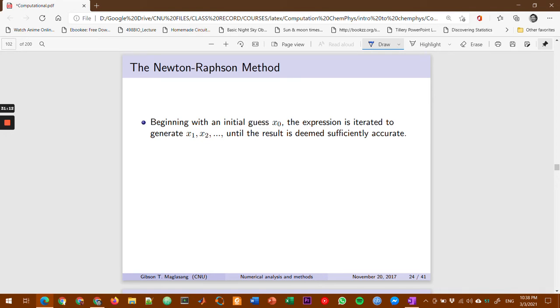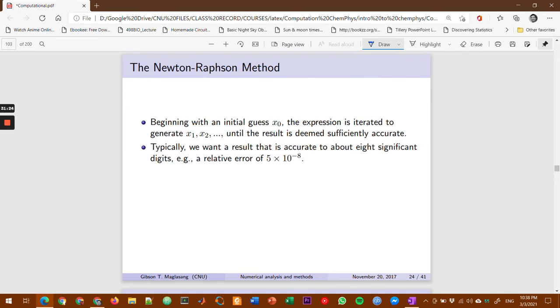So beginning with an initial guess x naught, the expression is iterated to generate x1, x2, x3, and so on until the result is deemed sufficiently accurate. Okay, so how do we account for the accuracy? Then we have to set a relative error of this value. If it reaches that value or is less than that, then you stop your iteration, and the latest x that you calculated would be the solution or the root of the function.